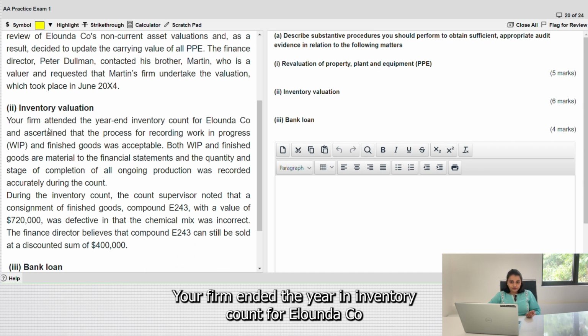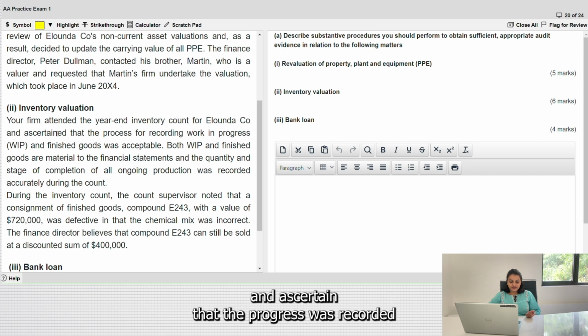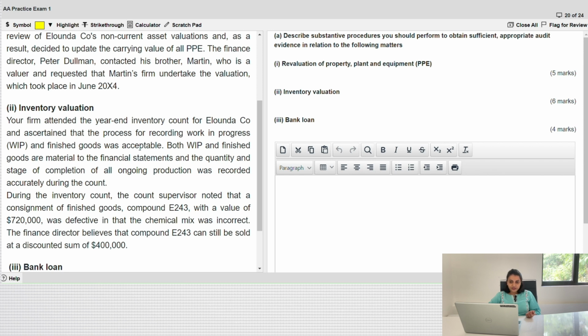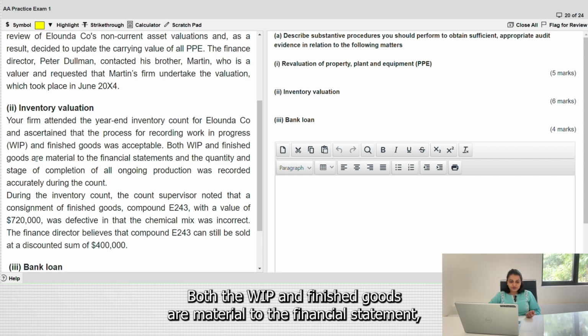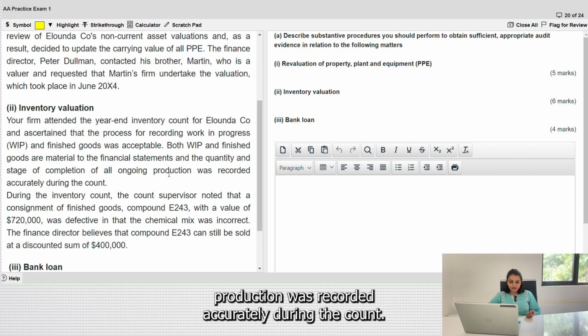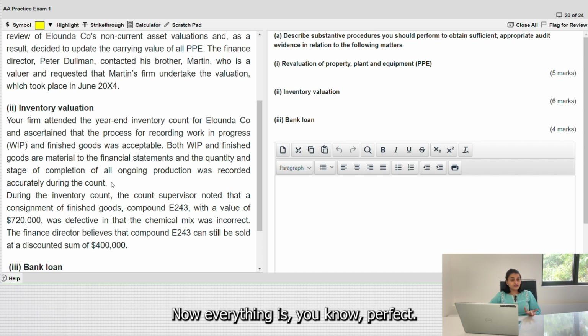Inventory valuation. Your firm attended the year-end inventory count for Elder Co. and ascertained that the procedures for recording work in progress and finished goods were acceptable. Both WIP and finished goods are material to the financial statements, and the quantities and the stage of completion of all ongoing production were recorded accurately during the count. Great. Now everything is perfect. So what do you write now?